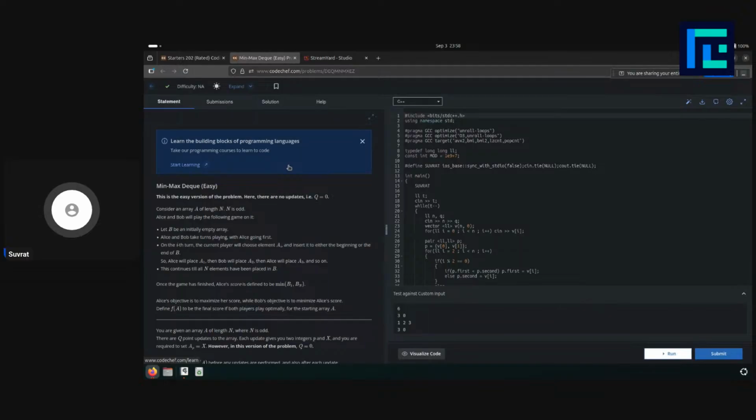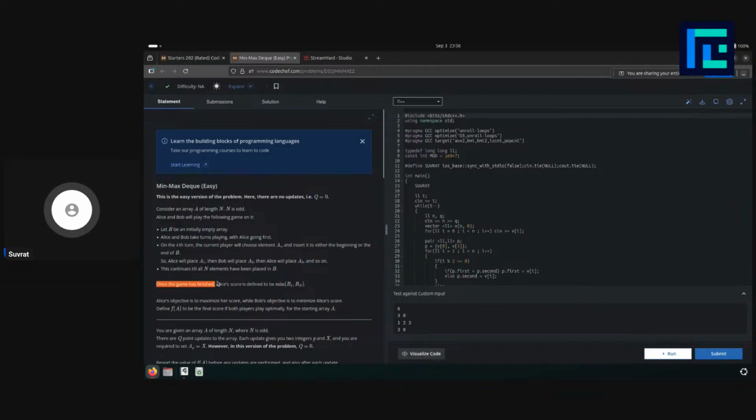Min-max TQ easy version. So consider an array A of length n, and n is odd. Alice and Bob will play the following game on it. Let B be an initially empty array. Alice and Bob take turns playing, with Alice going first. So on the ith turn, the current player will choose element Ai and insert it to either the beginning or the end of B. So Alice will place A1, then Bob will place A2, then Alice will place A3, and so on. So this continues till all n elements have been placed in B.